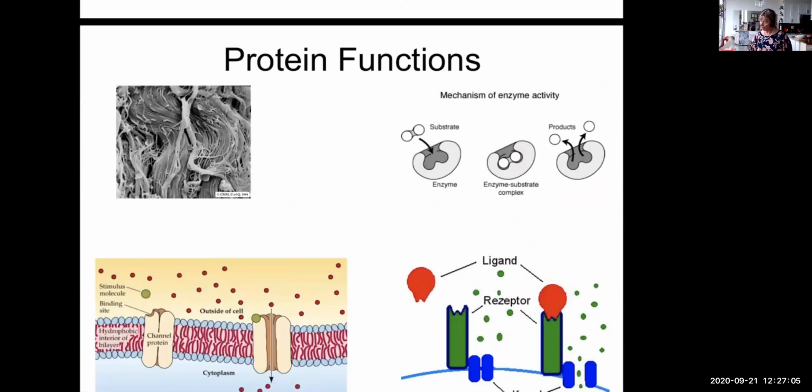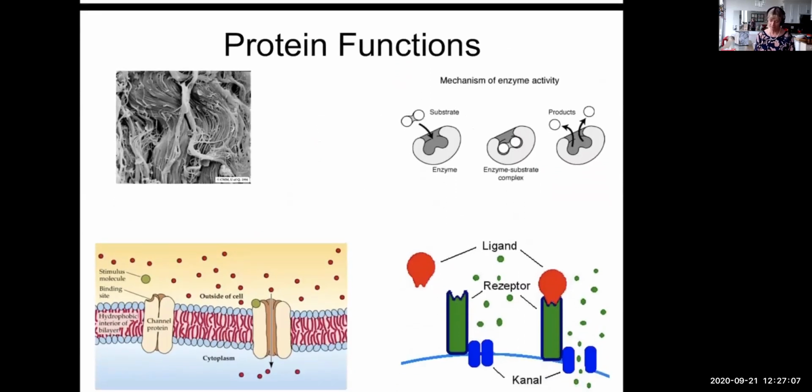So let's look at protein functions. These are just some examples. Here is collagen. It is a long fibrous protein. It functions as structure. Some proteins are enzymes. Some proteins are channels. That's the one we just saw. Closed channel, open channel. And some proteins are receptors.